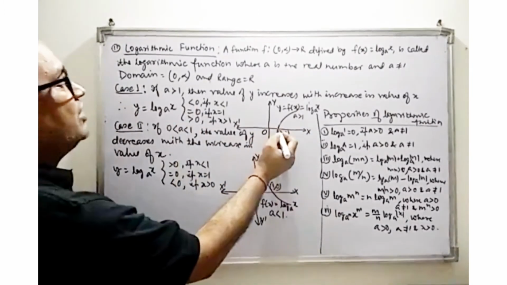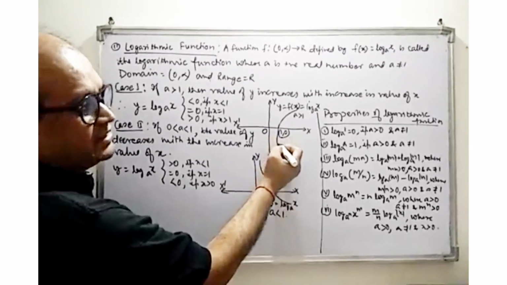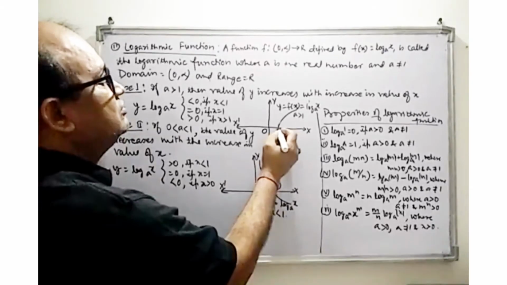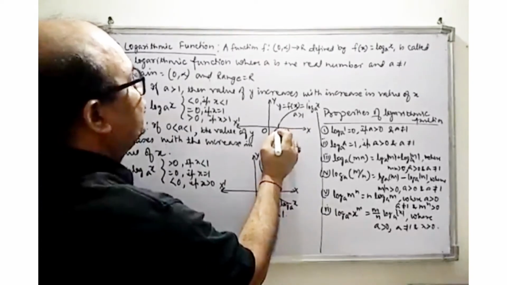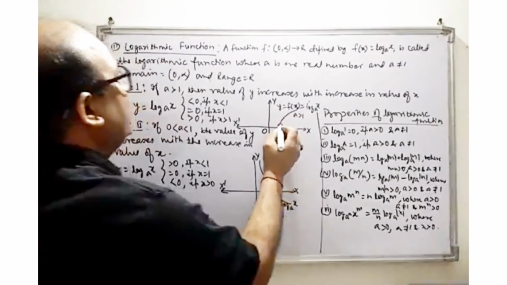So this graph is y = log x to the base a. What it shows is that if x is less than 1, then the value of y is less than 0. If x is equal to 1, the value of y is 0, and if x is more than 1, the value of y is more than 0.